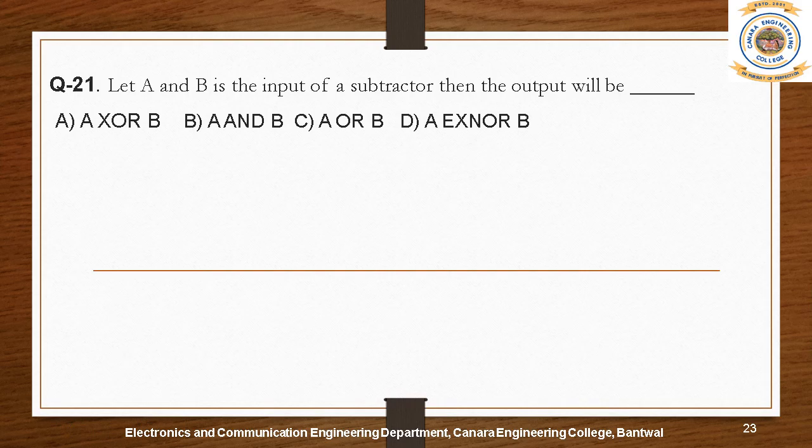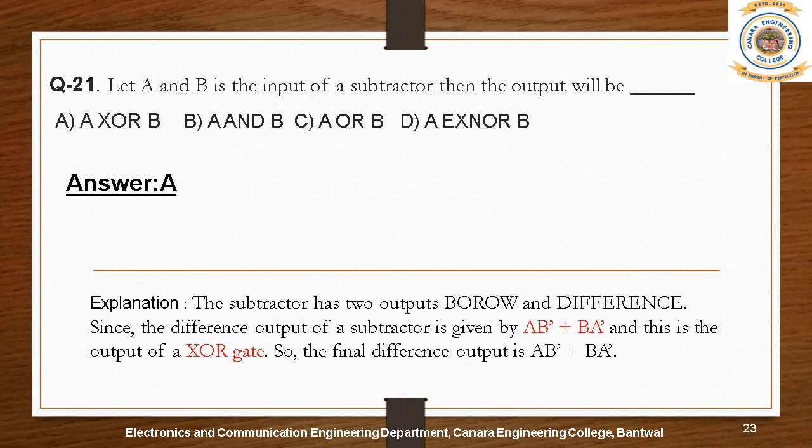Next. Let A and B be the inputs of a subtractor, then the output will be A XOR B. The subtractor has two outputs, a borrow and a difference. The difference output of a subtractor is given by AB bar or A bar B, and this is the output of an XOR gate. So the final difference output will be AB bar plus A bar B.